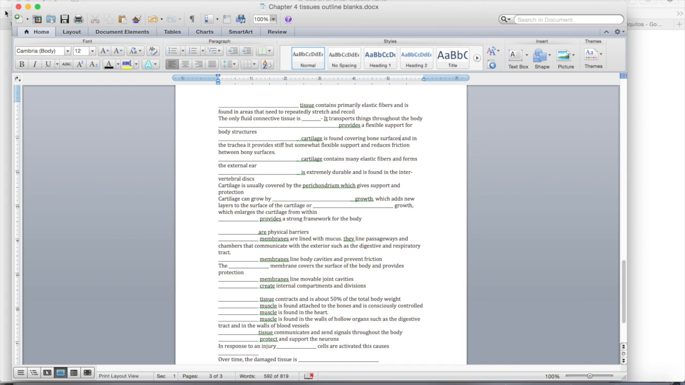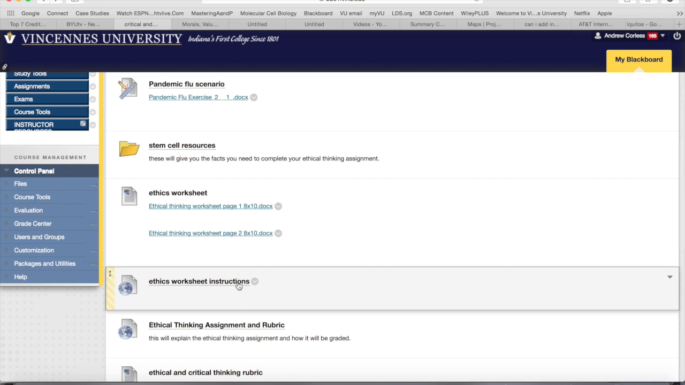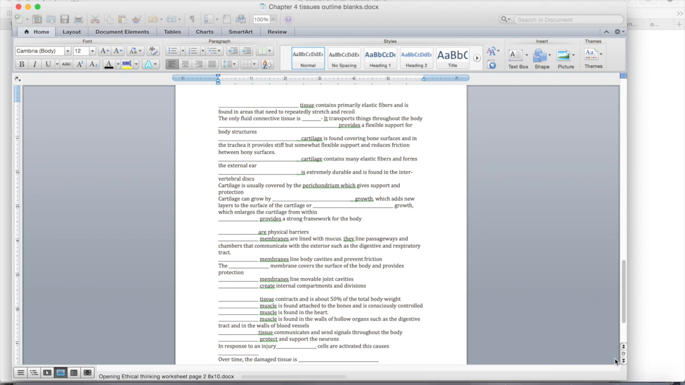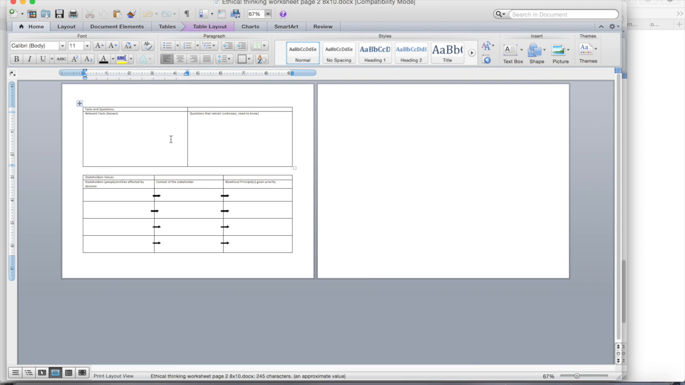And then the second page of this has a place for you to write. You write facts that are known, questions that are unknown, and then different stakeholders. The stakeholder for stem cells might be doctors, patients, pharmaceutical companies, or family members. The context of the stakeholder is why they care, and the bioethical principles are those that were discussed earlier. Then you're going to use the information on this paper.